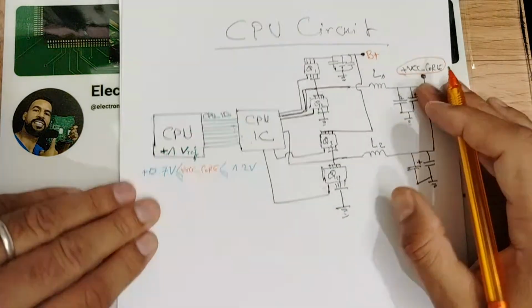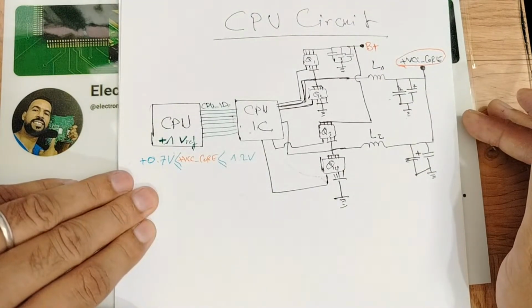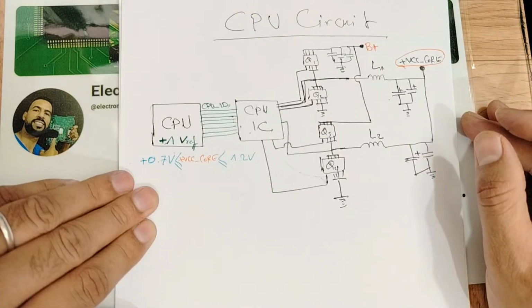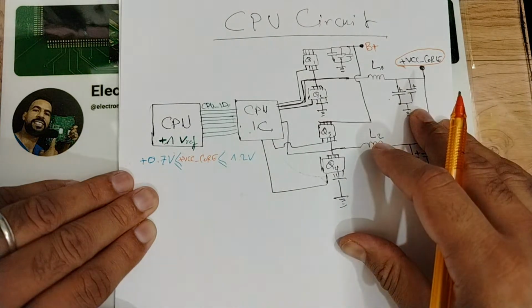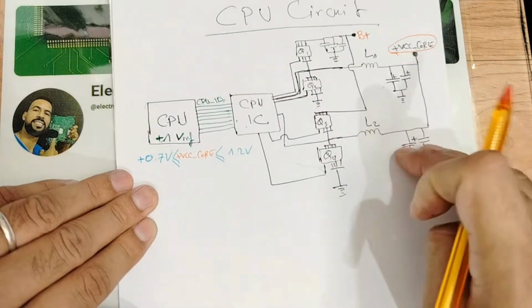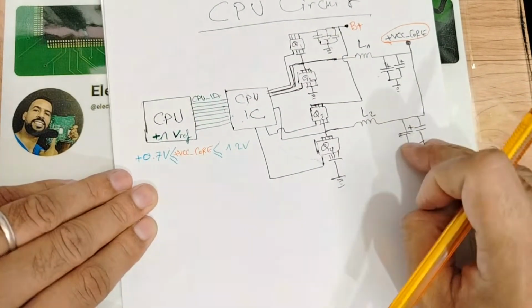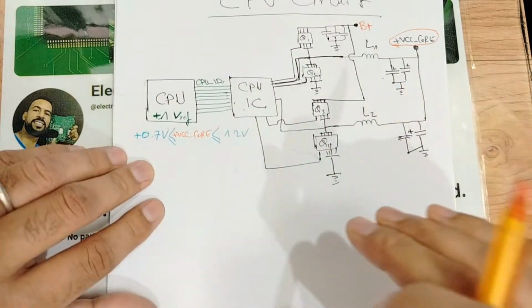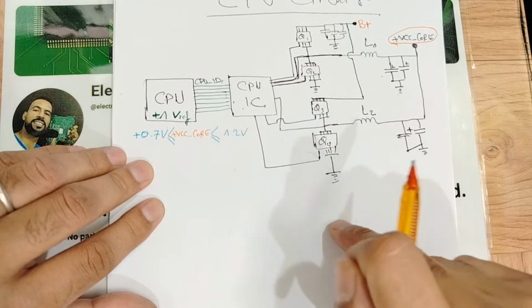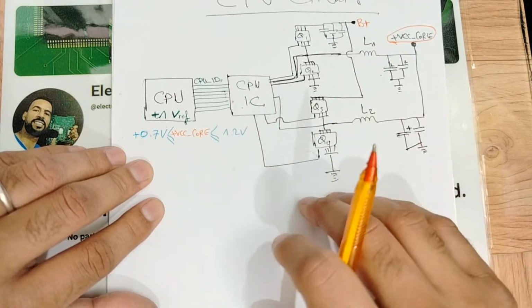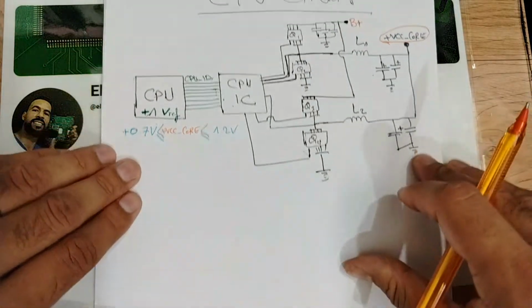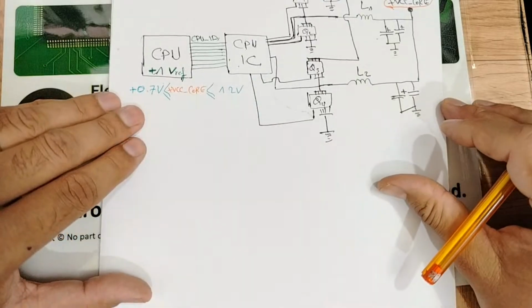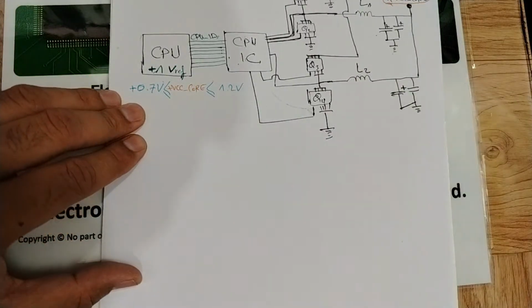Okay, guys, let's draw a very complex CPU circuit, a very complex one. So please hit the like button. I need more likes to draw for you the most complex CPU circuit that you can find in motherboards. Even if it's complex, I will show you how to deal with it and what is the most failed component in it. Let's draw it right now, my friends, the most complex CPU circuit that you can find ever.